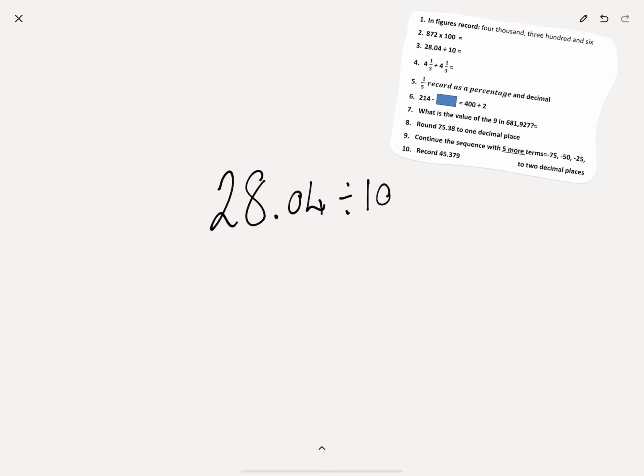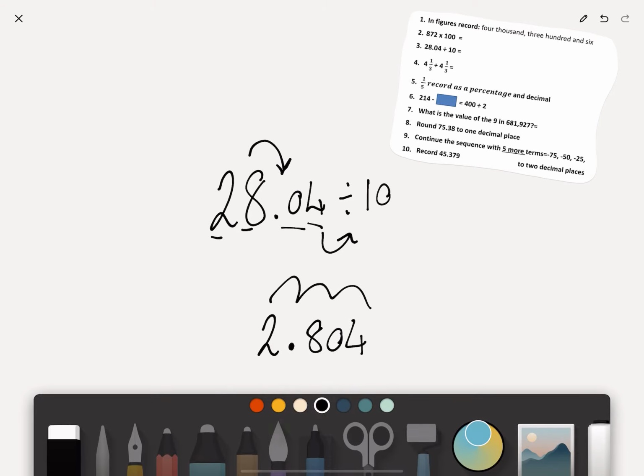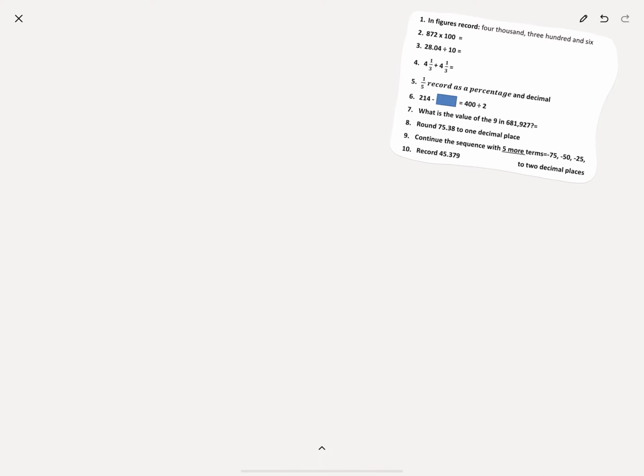Okay. Next one, 28.04 divided by 10. Everything moves one place value column to the right. So we'll take the 8 in the units. That's going to end up in the tenths. So decimal point 804 to 2.804. Okay, and if you notice, the same digits, I've got a 2, an 8, a 0, and a 4. But it's just where the digits sit in terms of that decimal point that has altered.